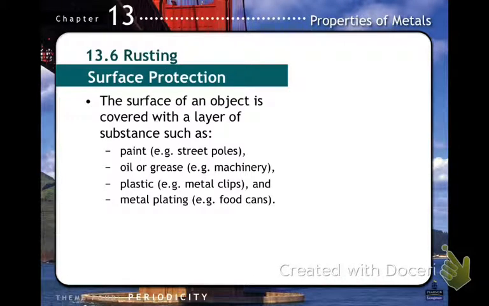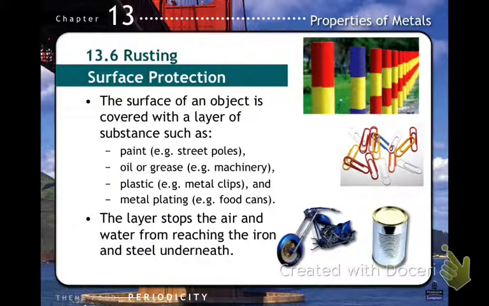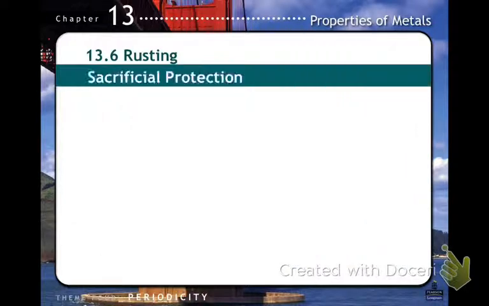Surface protection is basically when the surface of an object is covered with a layer of substance. For example, paint. You paint it with a coat of paint. Oil or grease, usually for moving parts, so you oil it or grease it. You put plastic, such as on metal paper clips, or you put metal plating, where you coat it with another metal, like your food cans. This extra layer of protection stops the air and water from reaching the iron and steel underneath. Now, the problem with all this surface protection is, what if there is a scratch? Then your surface protection will not work anymore.